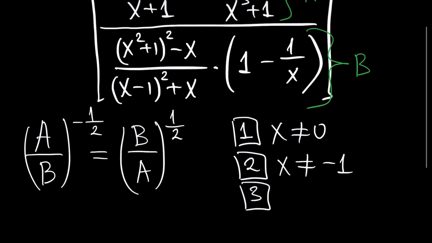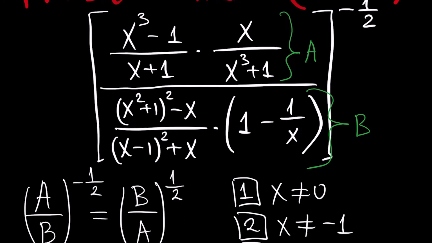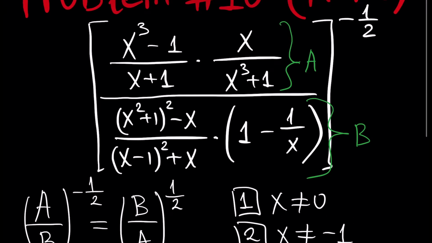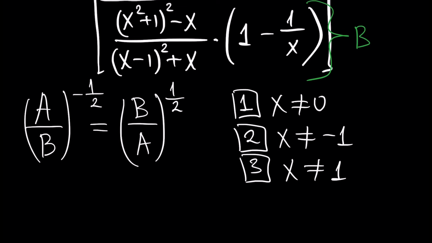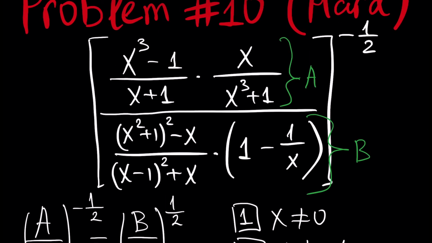And third, we have to notice that the numerator here, because of this negative power, is a denominator, and this is equal to 0 when x is equal to 1. So when x is equal to 1, we have a 0 denominator. That's why we have to claim that x is not equal to 1. So these three values of x we have to avoid, because we want our expression to be meaningful. It must exist.